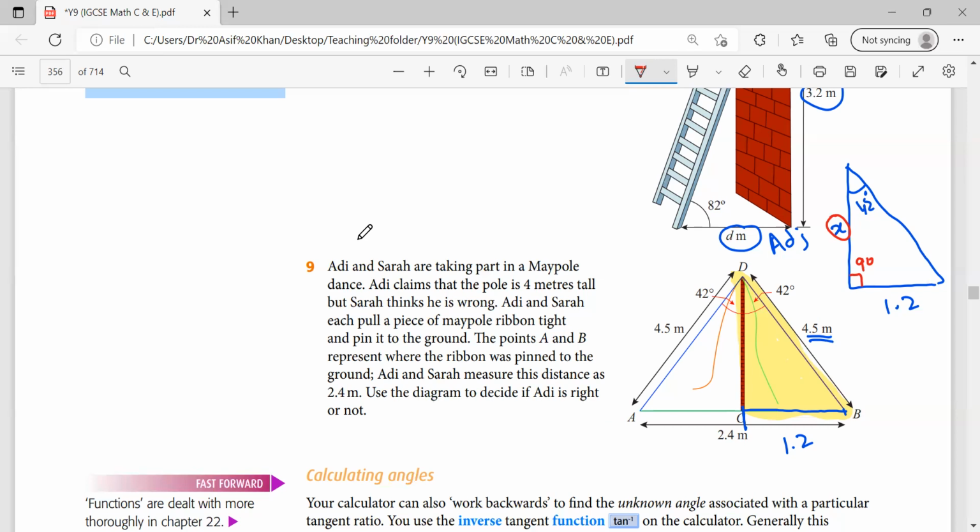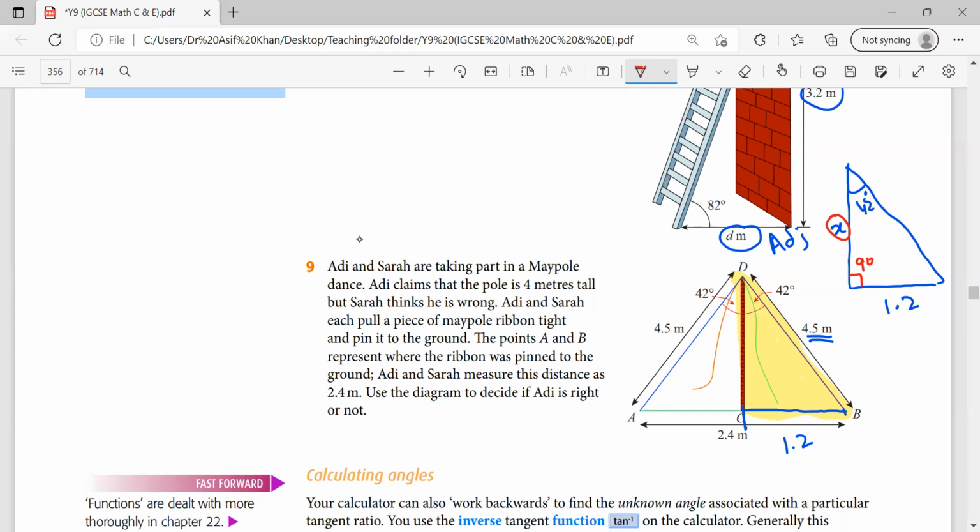1.2 over 10, 42. 1.6, 1.66, 1.67. What was yours, Rehan? 1.33. Okay, now I will solve.